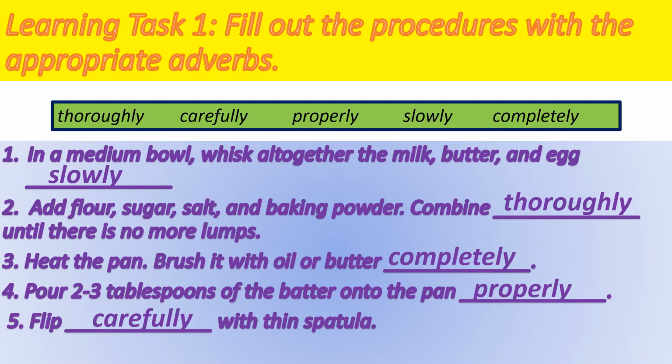Okay, let us read again those adverbs. Number 1, slowly. Number 2, thoroughly. Number 3, completely. Number 4, properly. And number 5, carefully. Okay, what did you observe from those adverbs of manner? It ends with ly. Okay, correct. That's right.